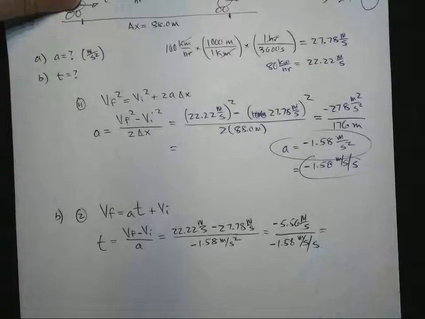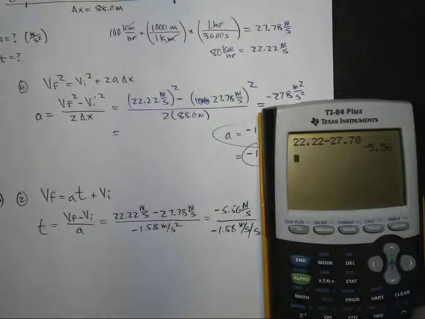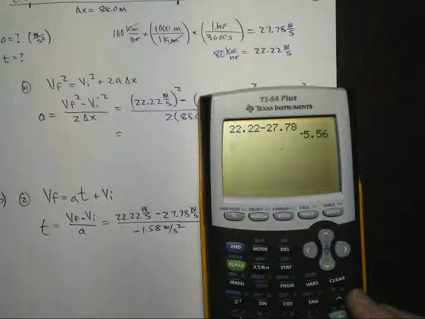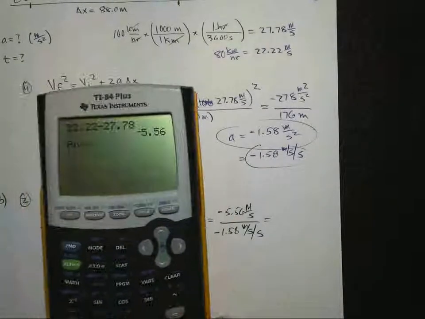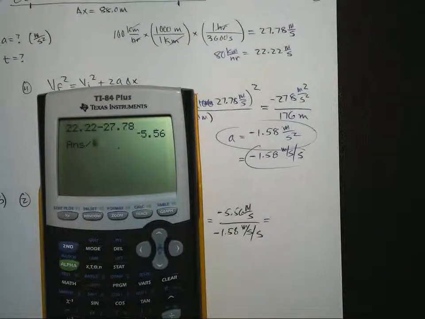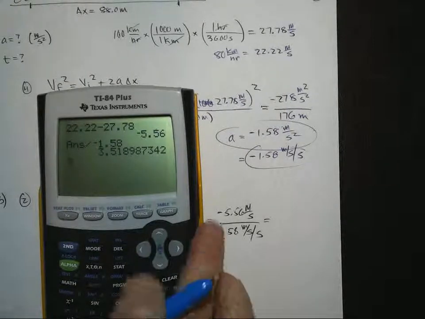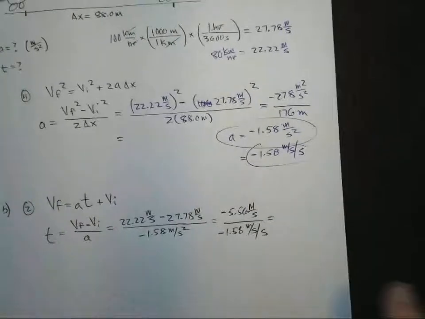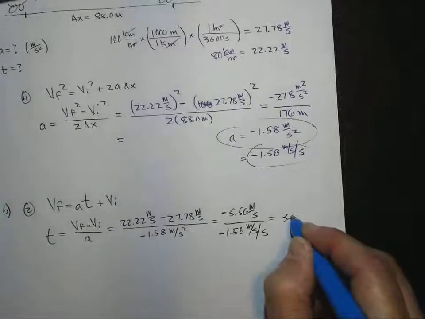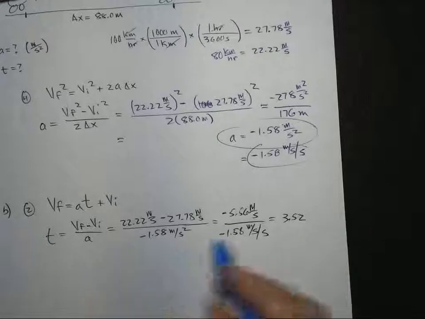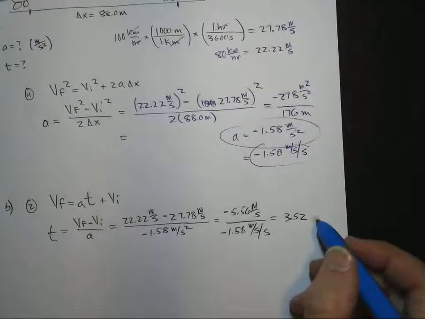And we do the division. We take minus 5.56 divided by minus 1.58, and we get a time of 3.52, rounded to 2 decimal places. So the time equals 3.52. Now, do we get the desired units?